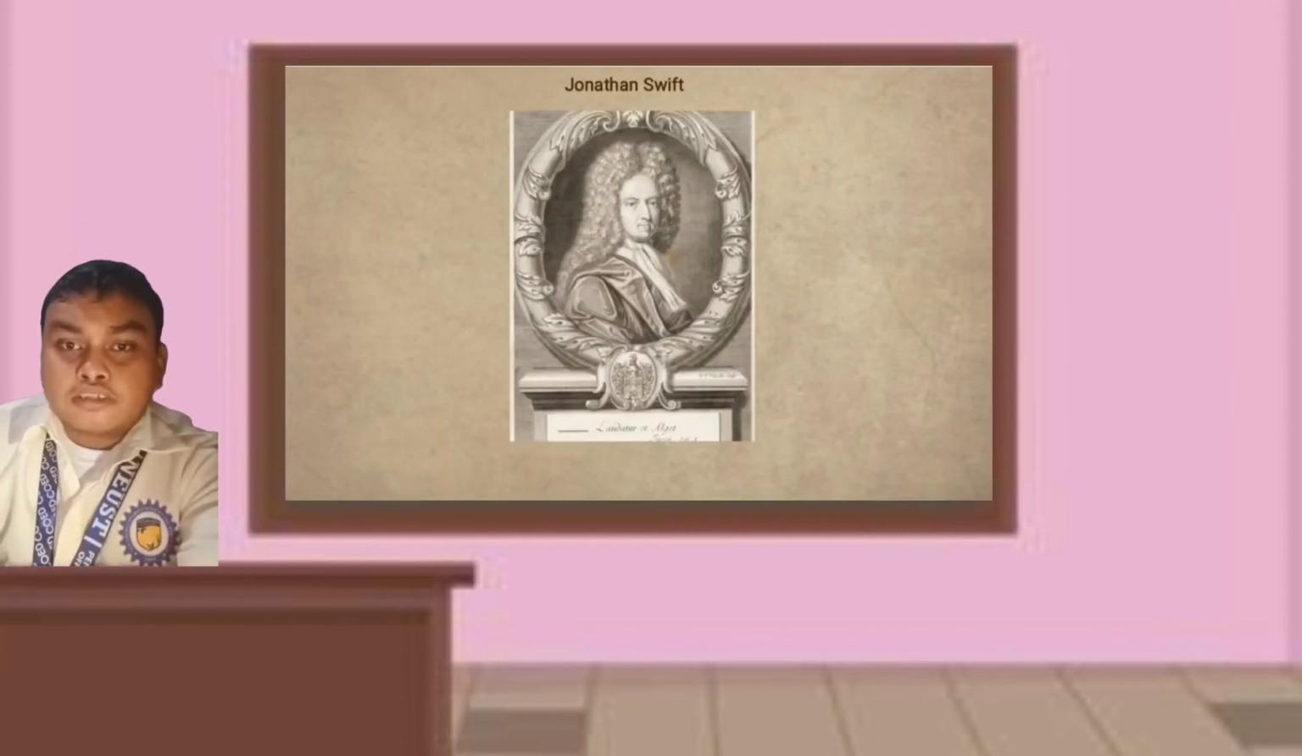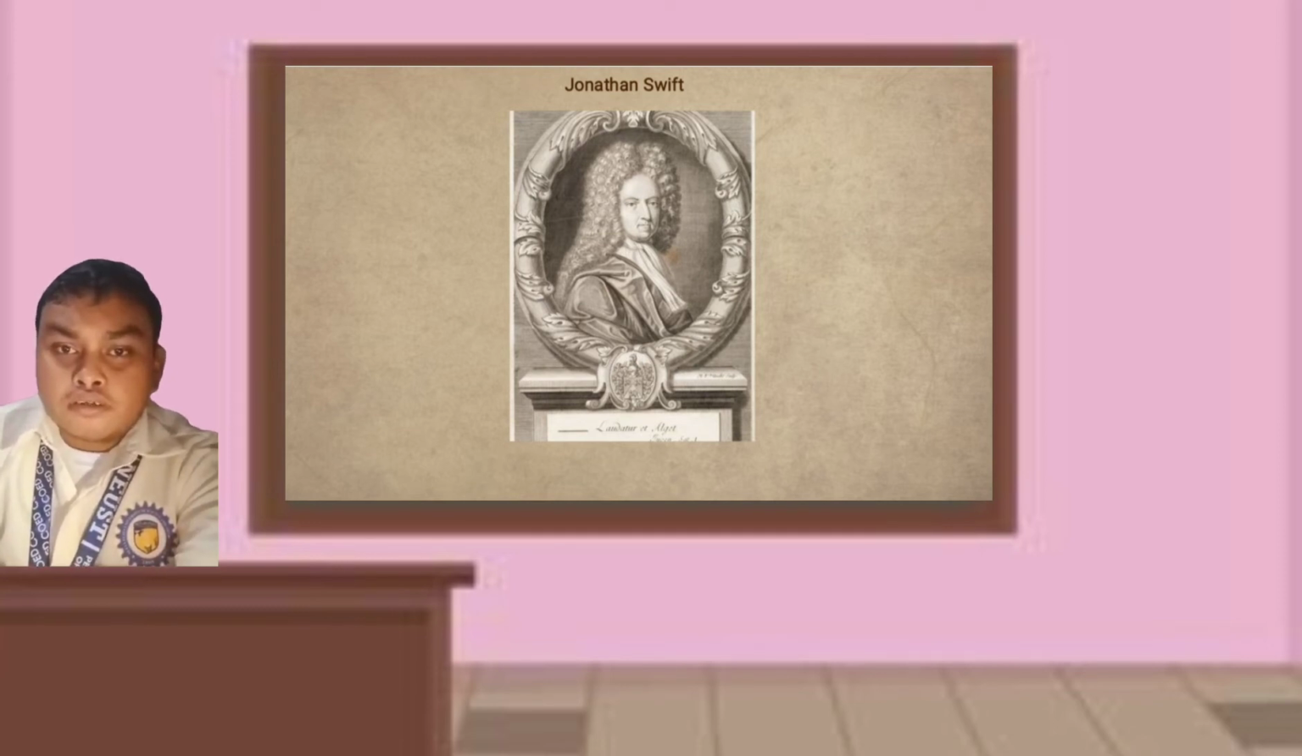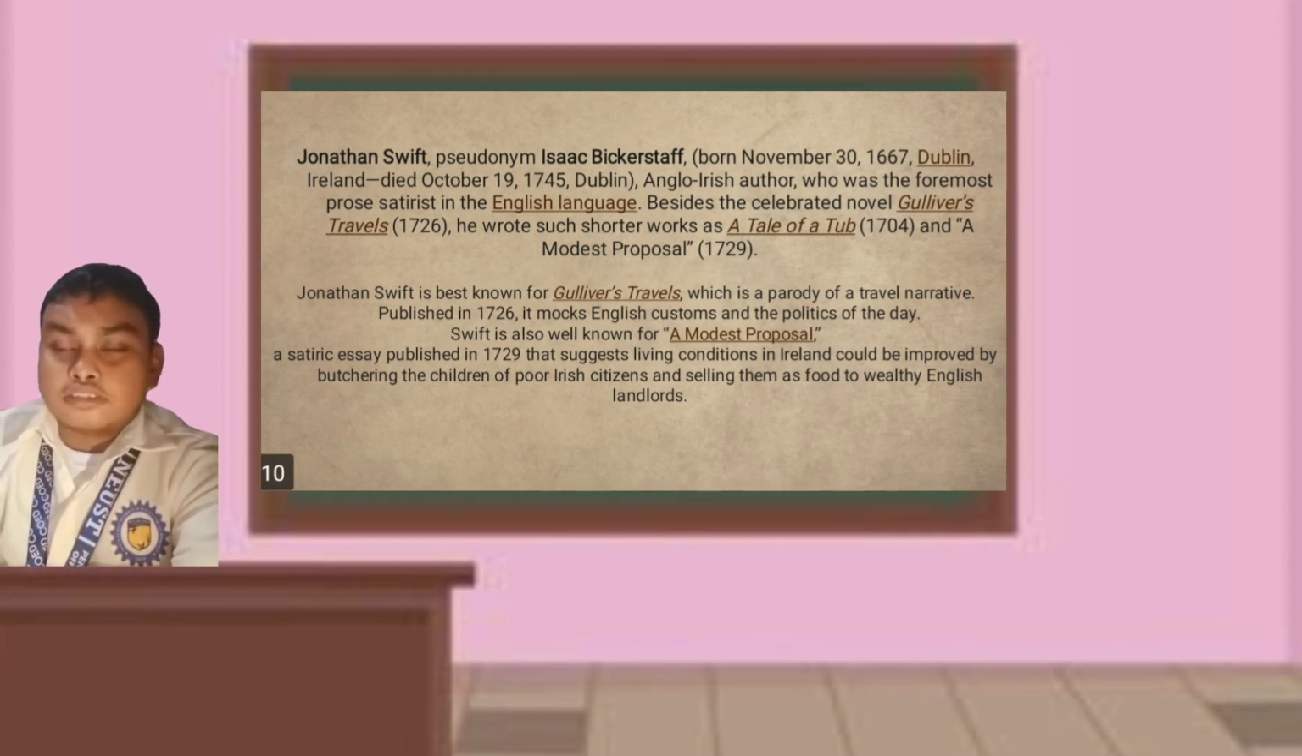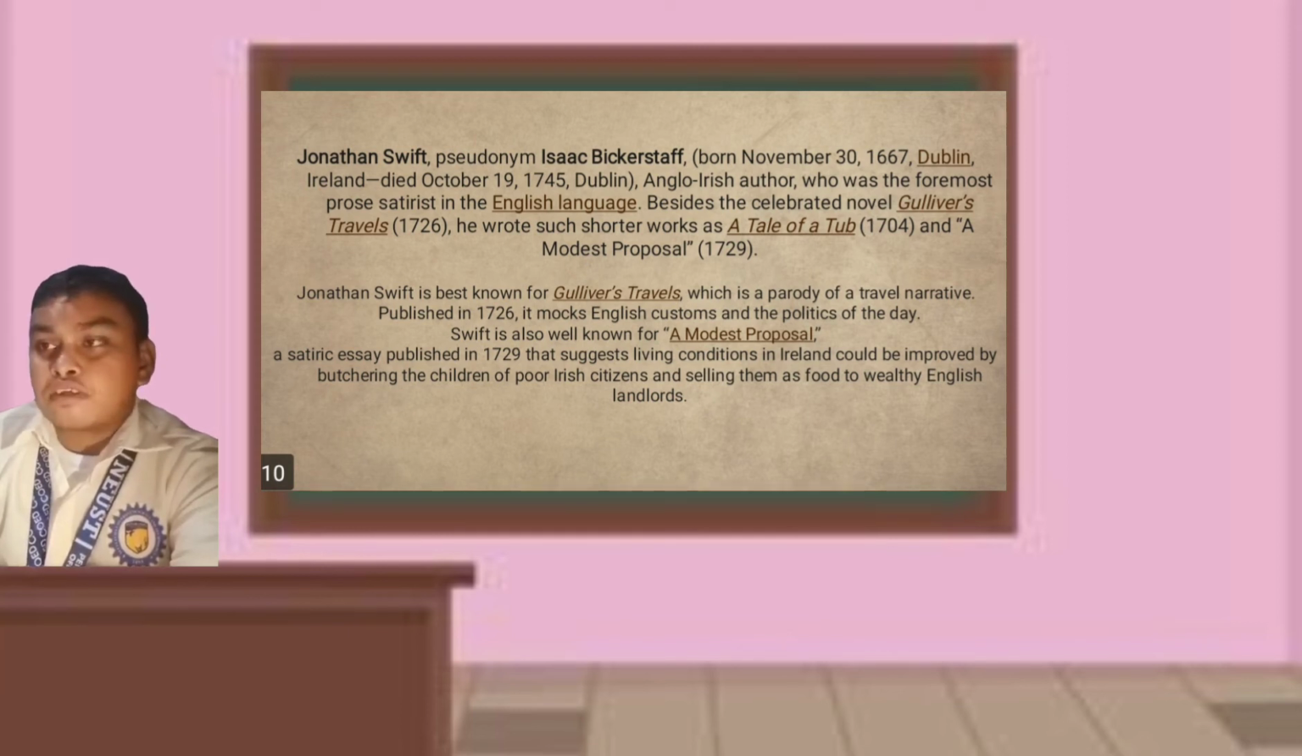So the first writer is Jonathan Swift. Who is Jonathan Swift? Jonathan Swift, born on November 30, 1667, died in Ireland on October 19, 1745. He is an Anglo-Irish author who was the foremost prose satirist in the English language.